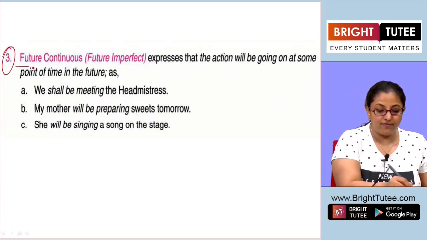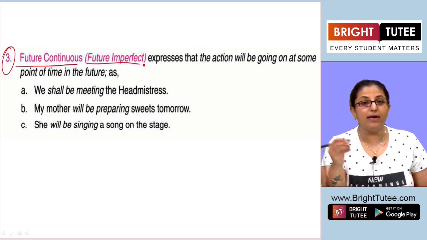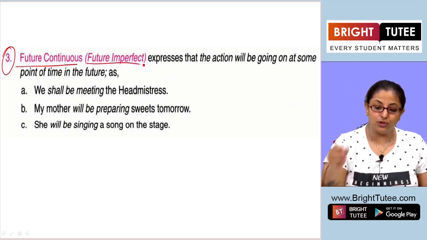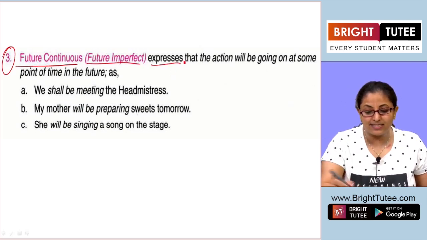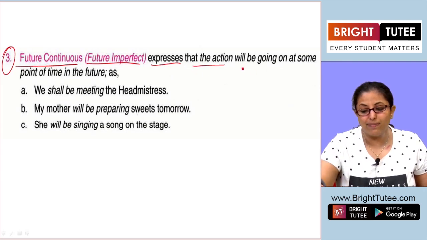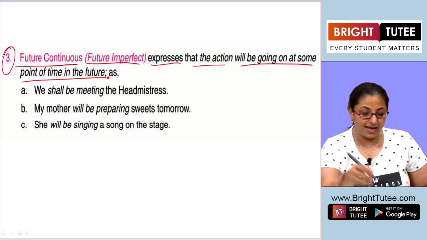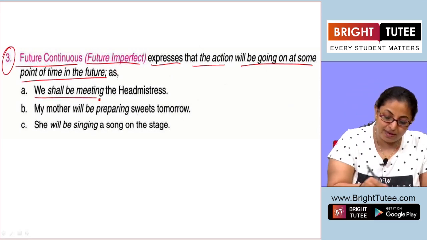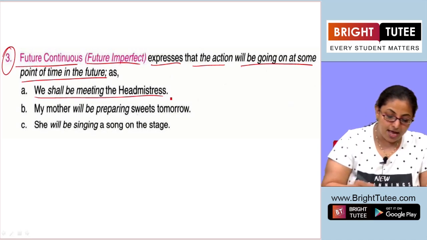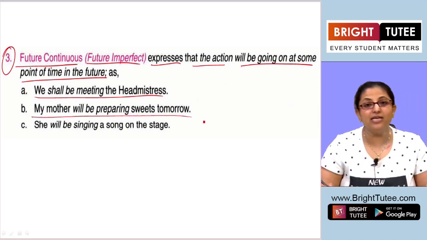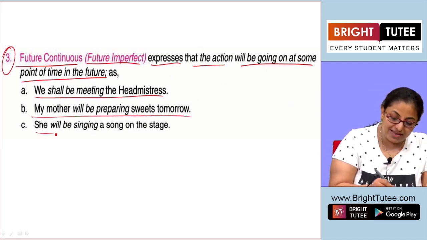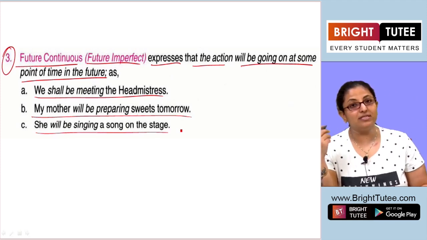Now, future continuous or future imperfect tense. This expresses that the action will be going on at some point of time in the future, as in: we shall be meeting the headmistress. My mother will be preparing sweets tomorrow. She will be singing a song on the stage.